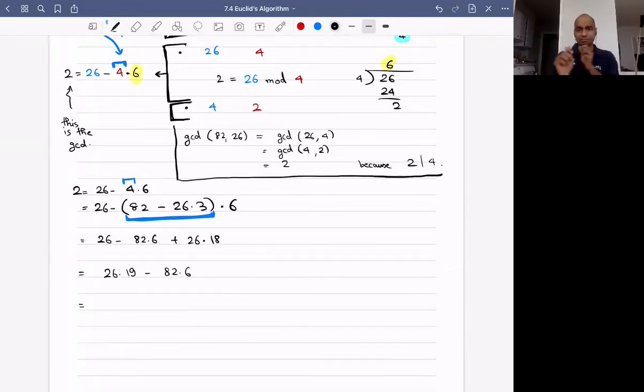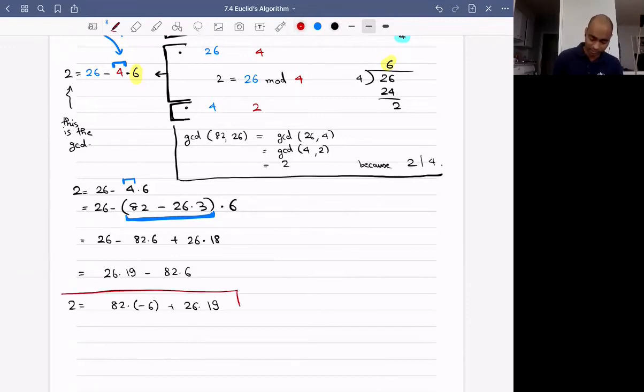And then I'll just rearrange the terms slightly, so that I will get 82 times minus 6 plus 26 times 19. And if you look at what this equation is saying, it's saying exactly what I wanted in the question, that I can write 2 as 82 times an integer plus 26 times an integer. And so my answer is x is equal to minus 6 and y is equal to 19.